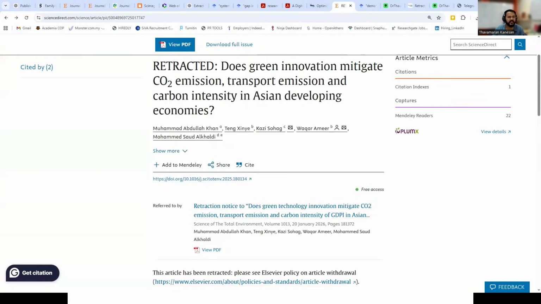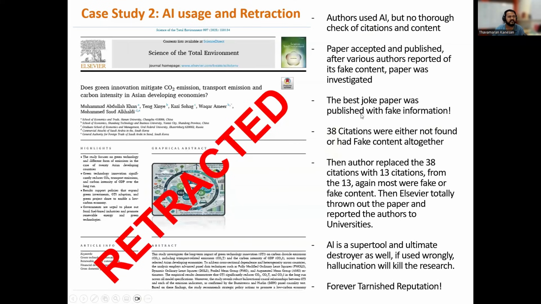Retraction happens. Okay, so this is one of the cases. I've already explained the breakdown to you guys. Again, AI is a super tool and an ultimate destroyer as well. You must know how you're going to use it. All right, this is one case.